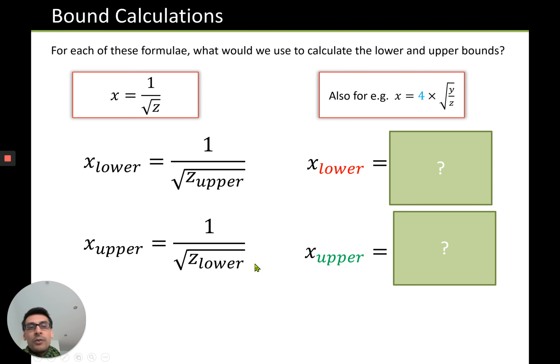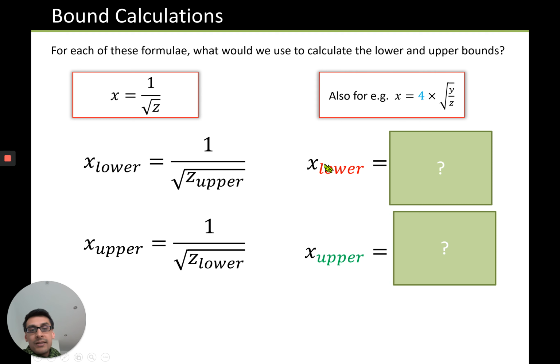The formula on the right looks a little bit tricky, but it's just 4 times the square root of something, y over z. The 4 just stays as a 4 unless you're told it's been rounded, so let's assume that's a constant. For example, in a formula half times base times height, you would just leave the half, and then figure out the base and the height according to the bounds that might be given to you.